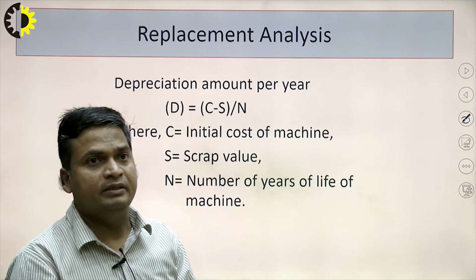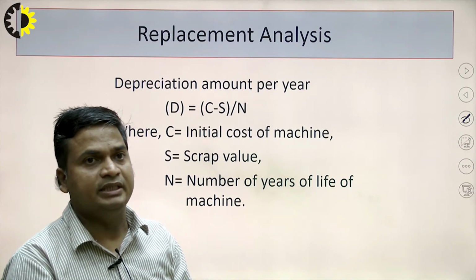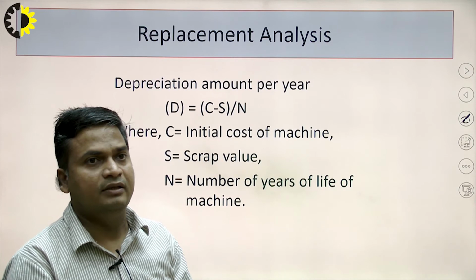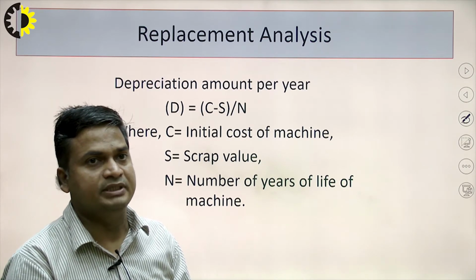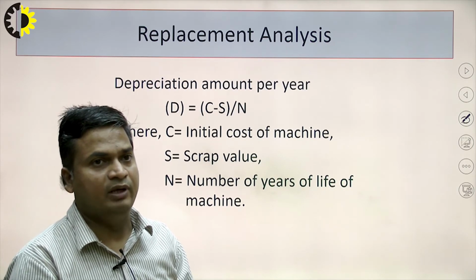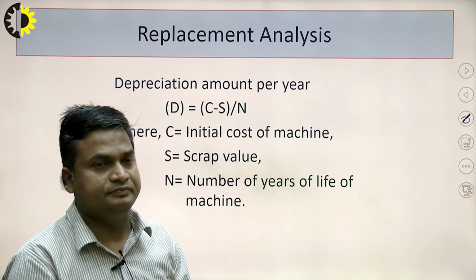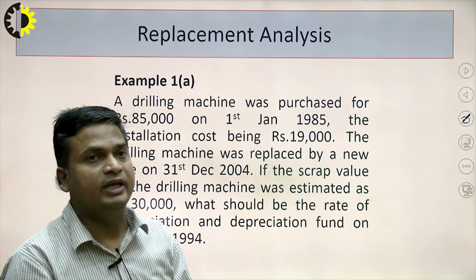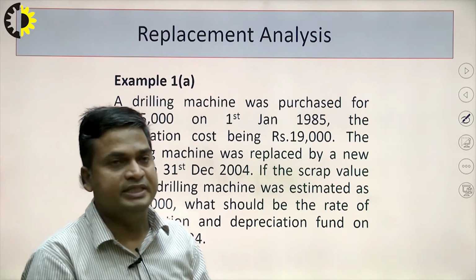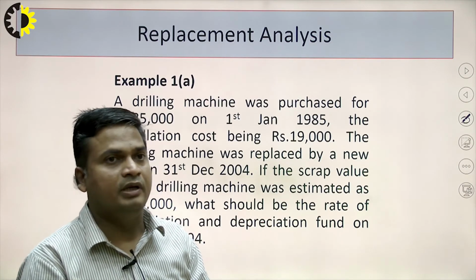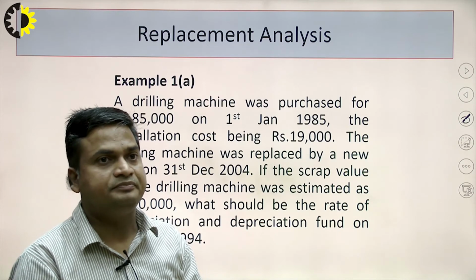Depreciation amount per year, D equal to (C minus S) divided by N, where C is the initial cost of the machine, S is the scrap value, and N is the number of years of life of the machine. Now we can take an example so that we can easily understand the straight line method.